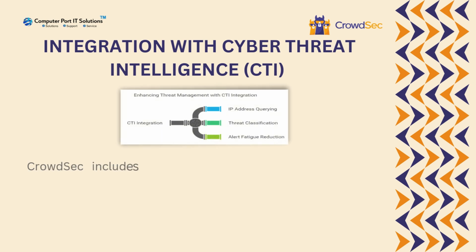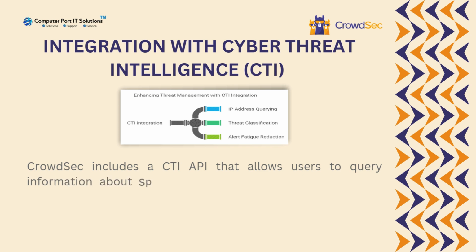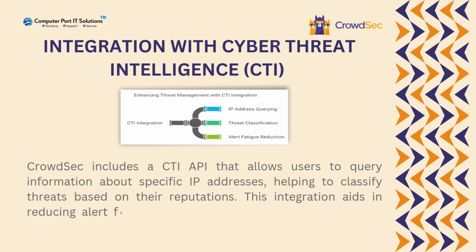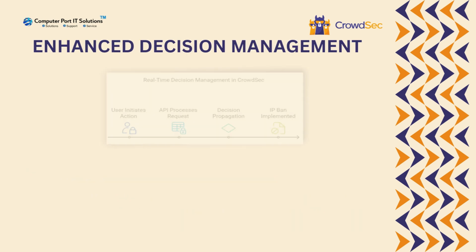Integration with cyber threat intelligence (CTI). CrowdSec includes a CTI API that allows users to query information about specific IP addresses, helping to classify threats based on their reputations. This integration aids in reducing alert fatigue by providing context around detected threats.